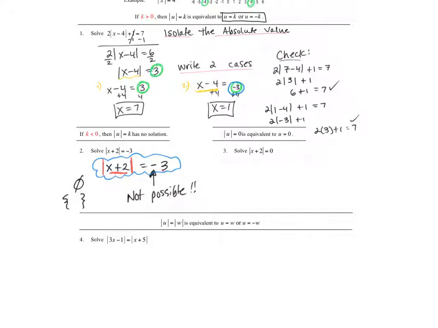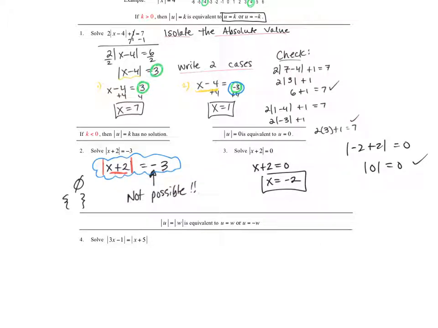All right, let's look at, does it make sense to have a distance from 0 be 0? Yeah, we could have 0 units away from 0. In that case, x would be negative 2. And that would check out, right? Negative 2 plus 2, the absolute value of that is 0. Okay, so that one is fine.